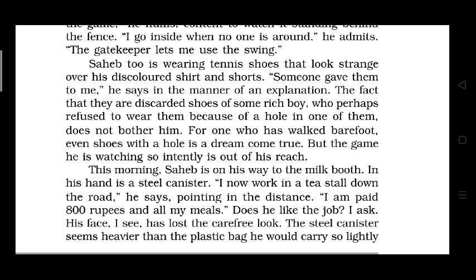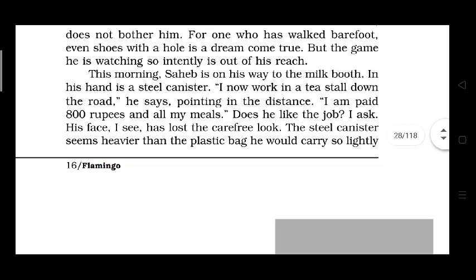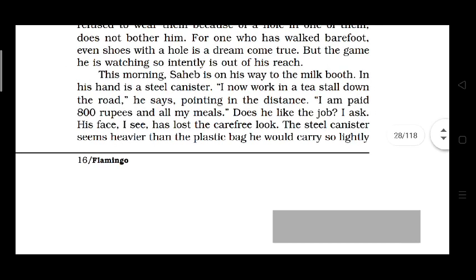And the shoes do not harmonize with the clothes, the tattered shirt and shorts he is wearing. It looks very odd. But for one who has walked barefoot, even shoes with a hole is a dream come true. But the game he is watching so intently is out of his reach. So he got the shoes, but in the same manner he can never get hold of one of those tennis rackets. That is out of his reach. He is not even thinking about them.